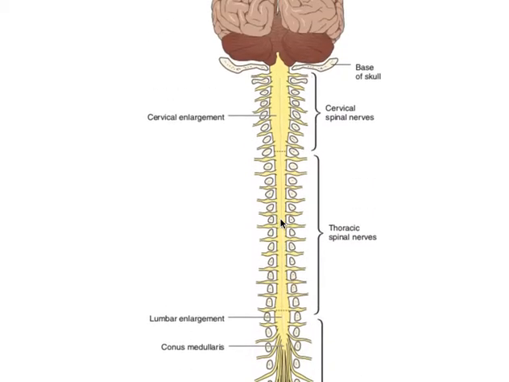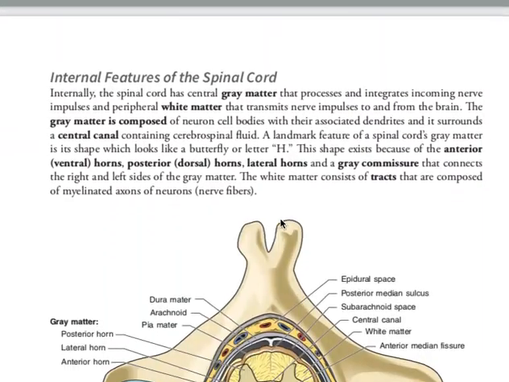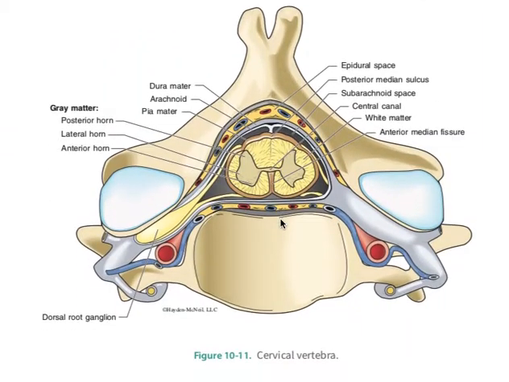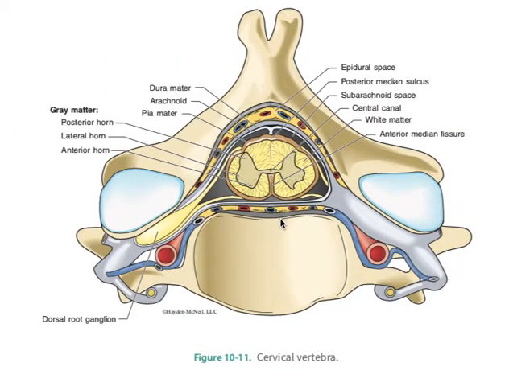The entire structure, brain and spinal cord, are surrounded by meninges. Meninges are protective sheaths that help to keep things in place and also protect them. And there are fluids sandwiched between them, for example. And there are 3 layers, and they're shown here in this picture: dura mater, arachnoid mater, and pia mater.